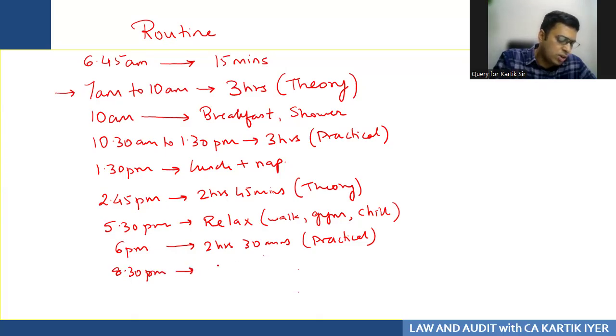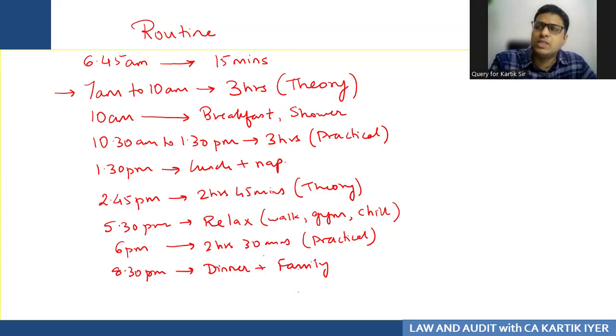From 8:30 p.m. to 9 p.m., dinner plus family time. So chill with your family, genuinely chill. If possible, without the phone, talk to them, talk about your day, relax. Because in the CA journey you don't tend to socialize the way you used to, so you tend to become mentally fatigued. You need to change the topic, talk about something else, or watch a show. Let your brain have a diversion. Call up a friend and speak to them for 15 minutes. Genuinely relaxed time is very much required.